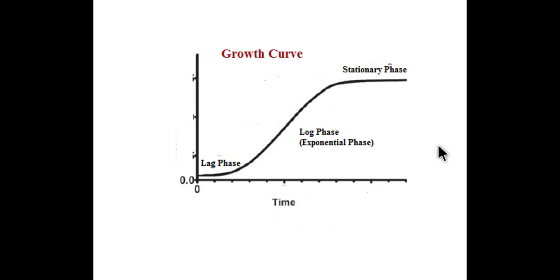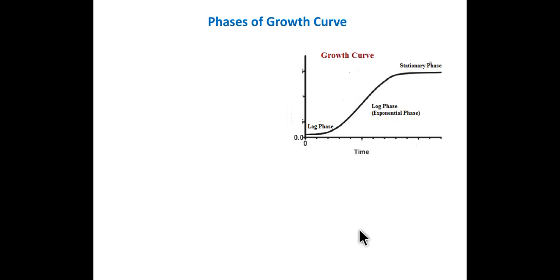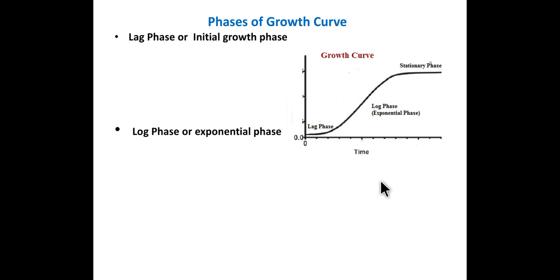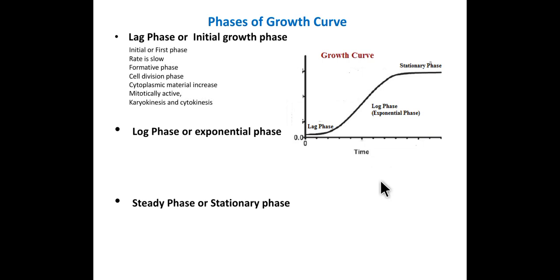Now in detail about all these phases. The lag phase is also called the initial growth phase. The log phase is also called the exponential phase, while the steady phase is also called the stationary phase. The lag phase represents the initial phase in which the rate of growth is slow.